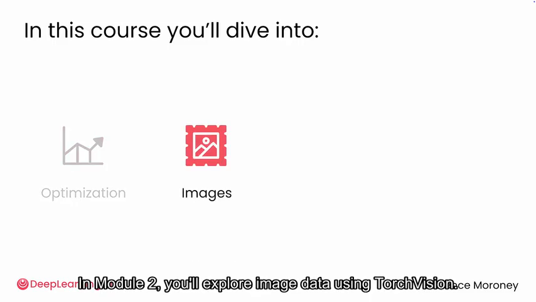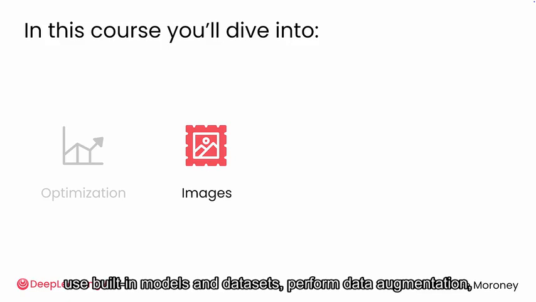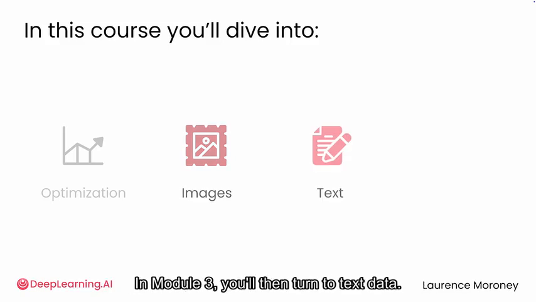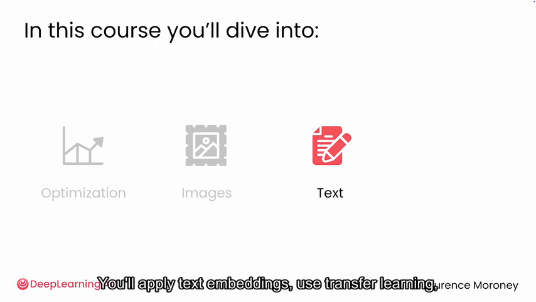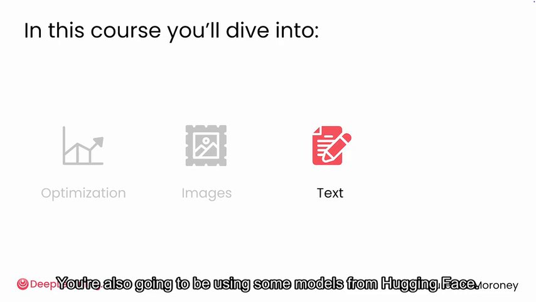In Module 2, you'll explore image data using torchvision. You'll see how to apply transformations for image preprocessing, use built-in models and datasets, perform data augmentation, and work on challenging problems like image segmentation. In Module 3, you'll then turn to text data. You'll apply text embeddings, use transfer learning, and tackle advanced challenges like text classification. You're also going to be using some models from Hugging Face.